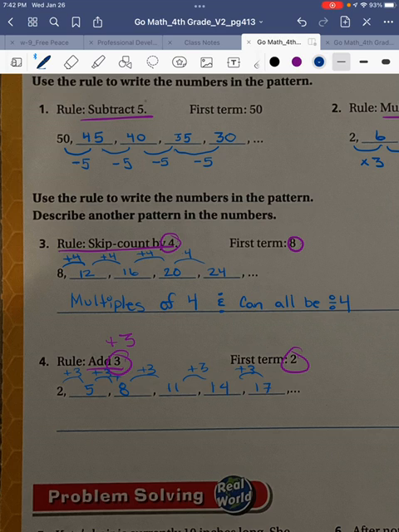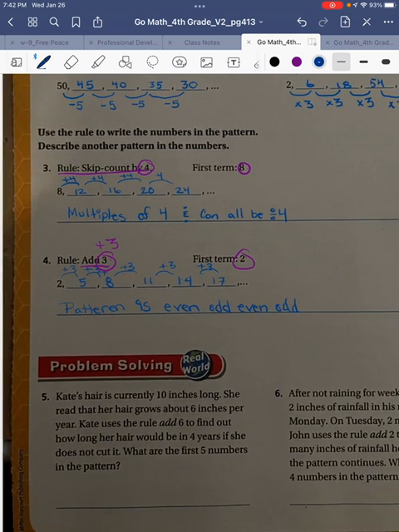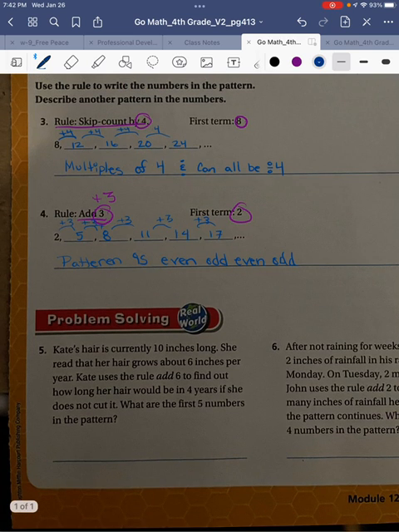I'm still saying describe it in another way. What do you notice? I notice that it goes even, odd, even, odd. Works out for me. Alright, I'm going to stop there, and the next one I'm going to work in the next video.